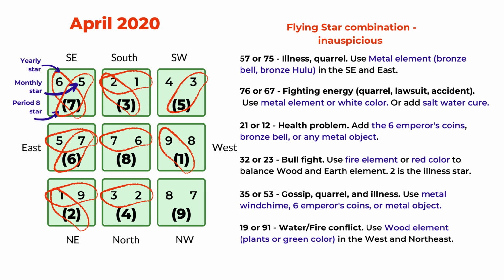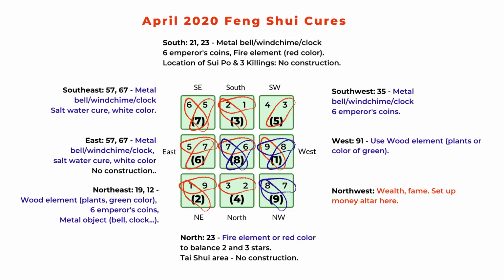The last section is the northwest. It doesn't have any negative star combination, so this is the best area out of all 9 sections during April. So overall, this month has a lot of negative star combinations, and a lot of them are related to health problems and fighting energy. So it looks like the coronavirus is still a big threat during this month.